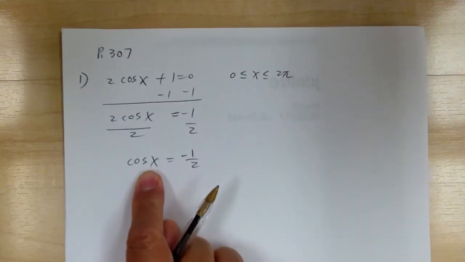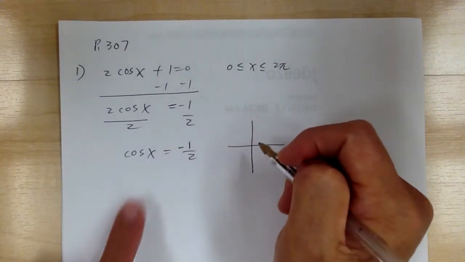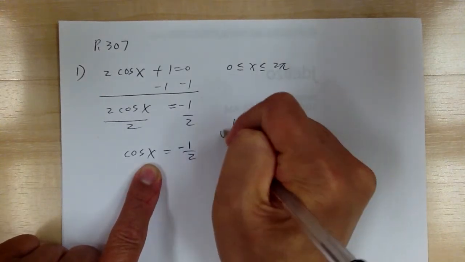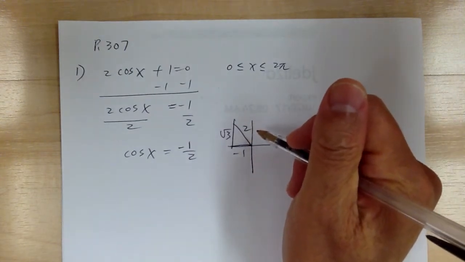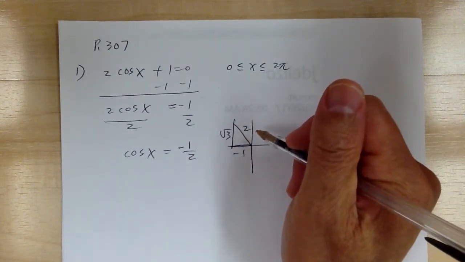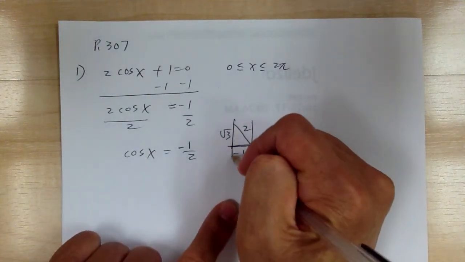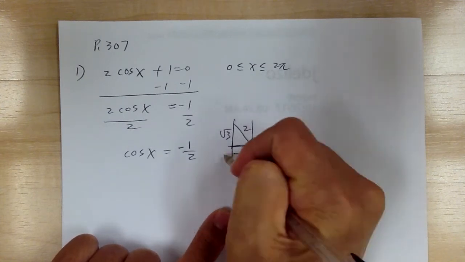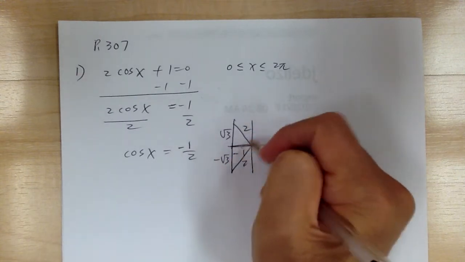Now to get rid of the cosine, you have to draw your triangle to figure out where the angle is. So cosine is negative 1 over 2, and this is square root 3. Now notice there is more than one possibility, because you're going to get another one down here. Again, negative 1 over 2, and so this would be negative square root of 3. So from here, you're going to get two answers.